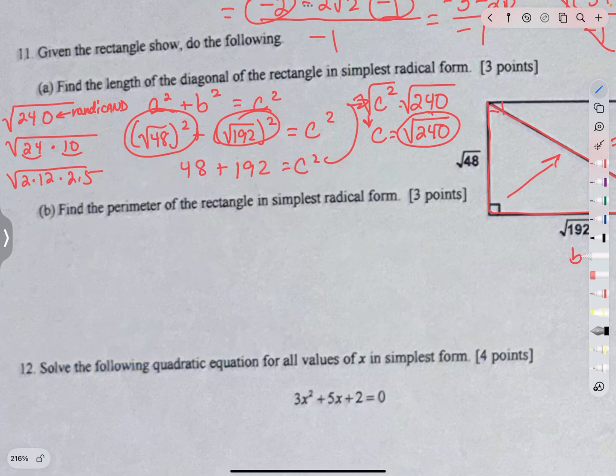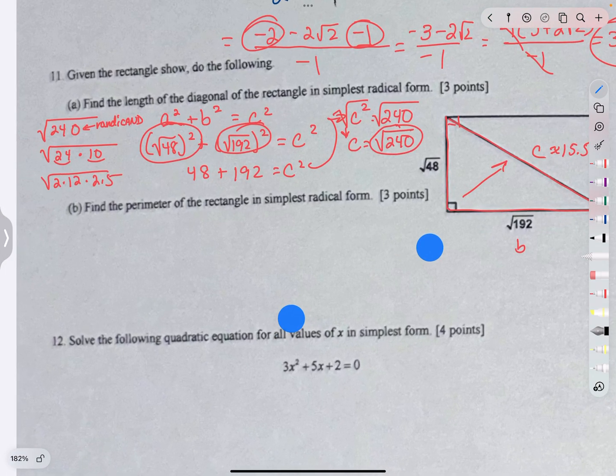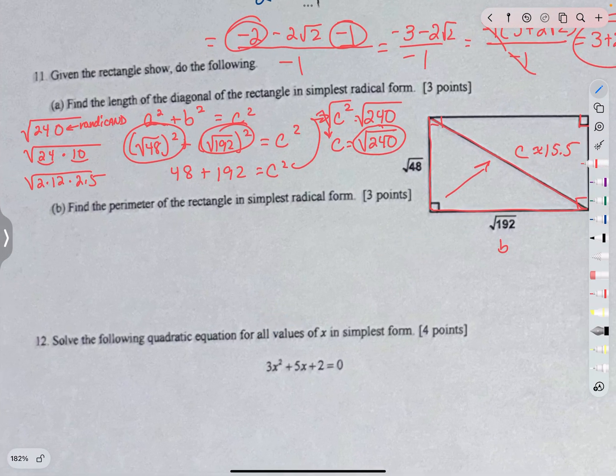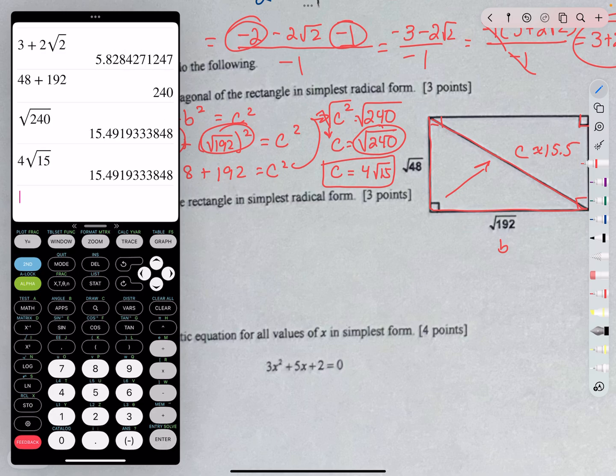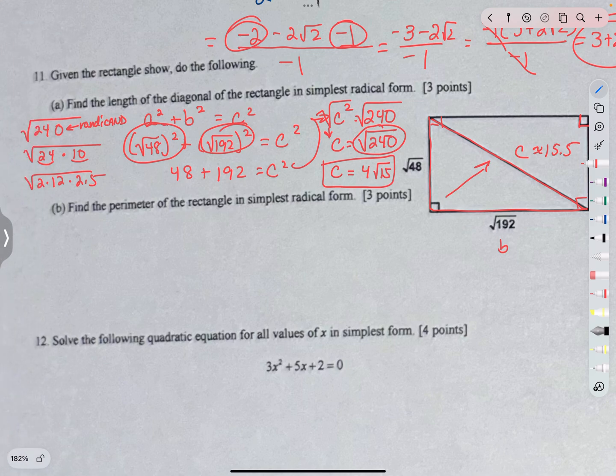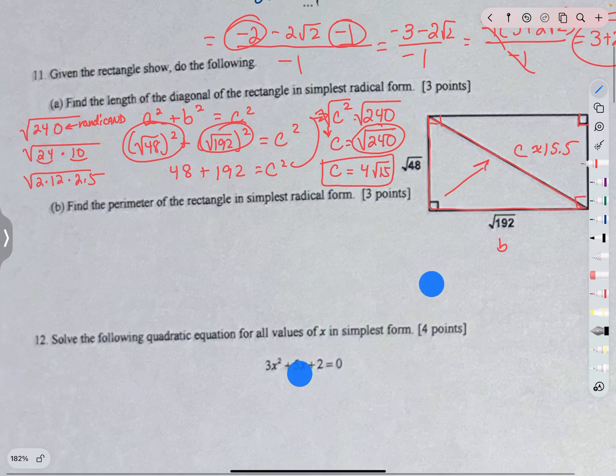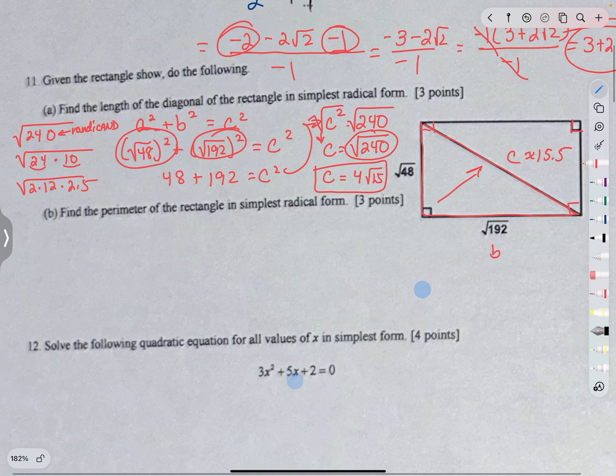So let's get rid of all that. All right, now it says find the perimeter of this thing. Oops, let me write that answer here. C equals 4 root 15. And again, another check you could do is I could now take the 4 times the square root of 15. It better be equivalent to root 240, and it is, so I know they're the same thing, and I've got the right answer.